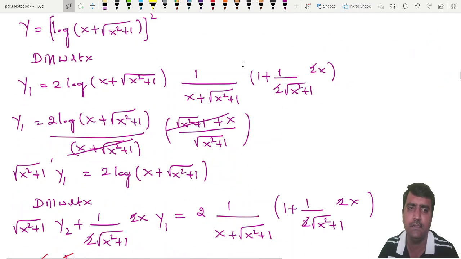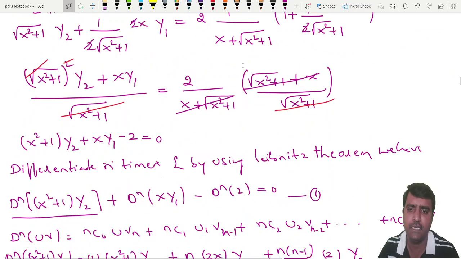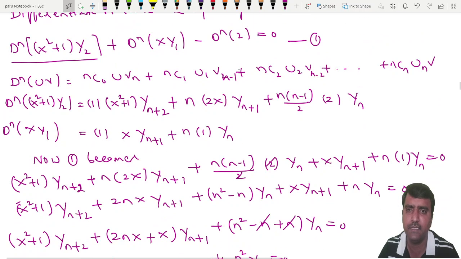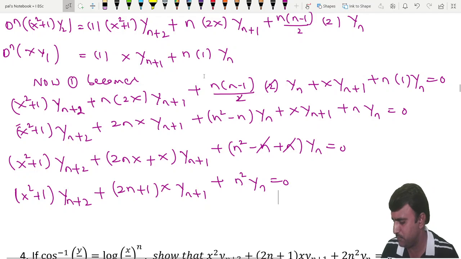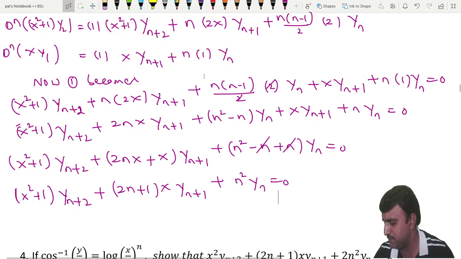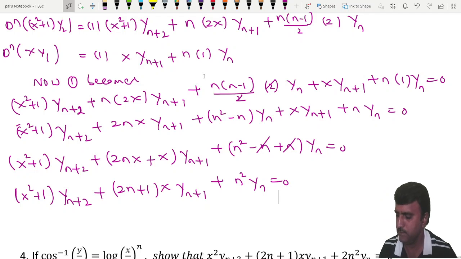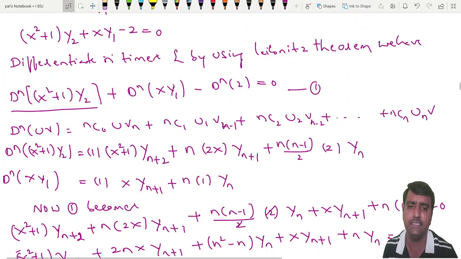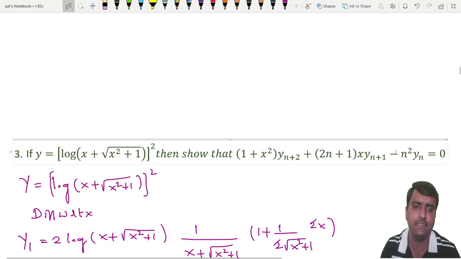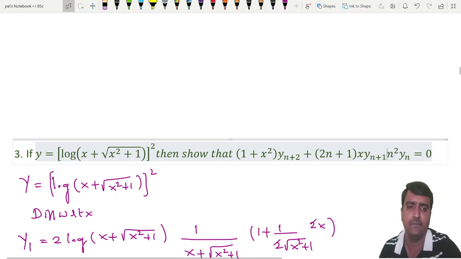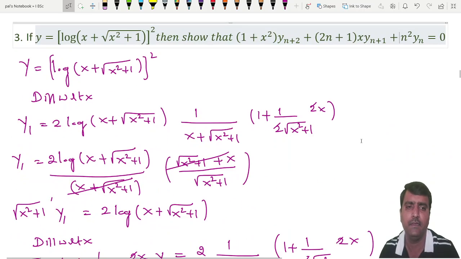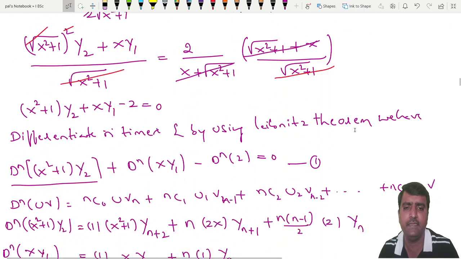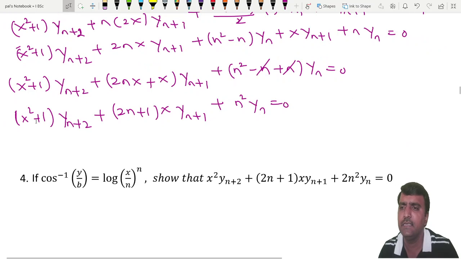Yes, so they are getting minus n square yn, but we have plus n square yn. So let us check what happened here. Yes, it is xy1, so I think it is plus only. So better you change in the problem itself, make it plus. Okay, so it is plus n square yn is equal to 0. So be confident in your results. So it is x square plus 1 yn plus 2, plus 2n plus 1 x into yn plus 1, plus n square yn is equal to 0.